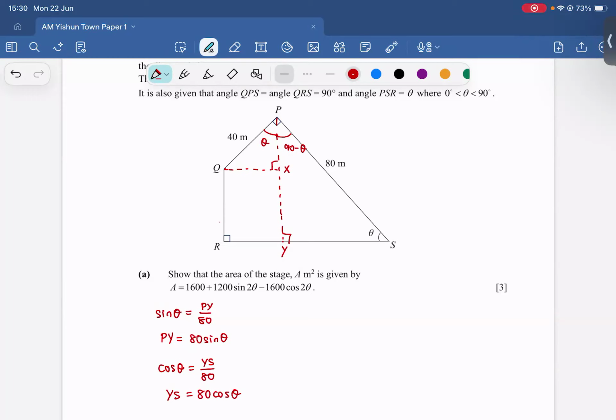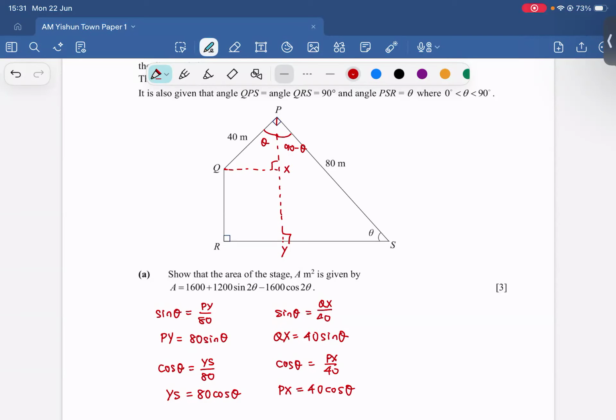Now I need to find my QR and my RY. So I use the next triangle. I know that sine theta equals QX over 40, so QX equals 40 sine theta. And I find my PX. Cosine theta equals PX over 40, so PX equals 40 cosine theta.